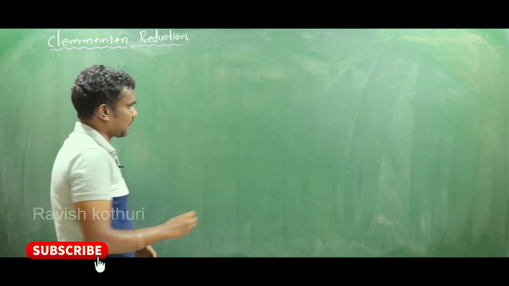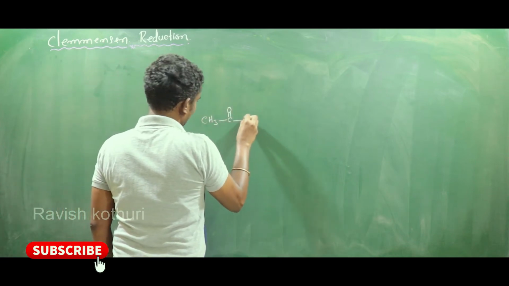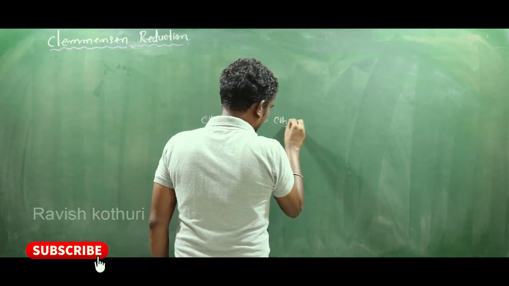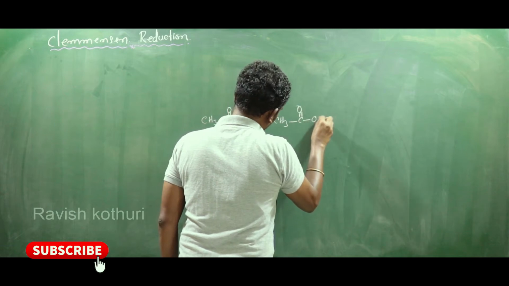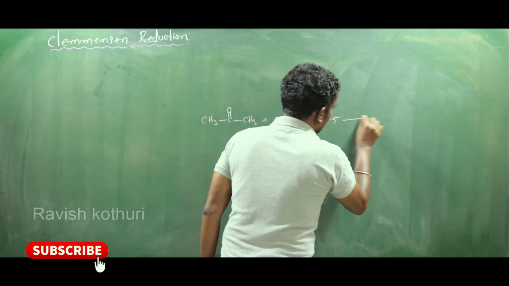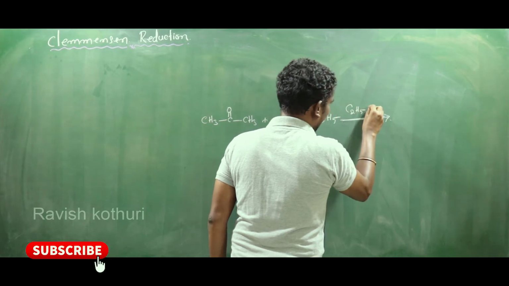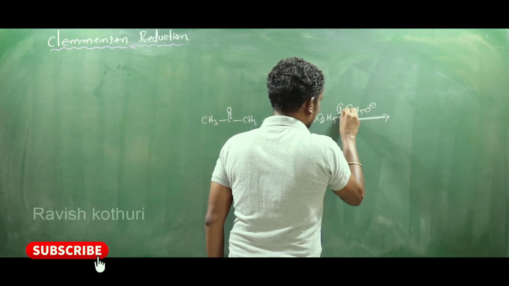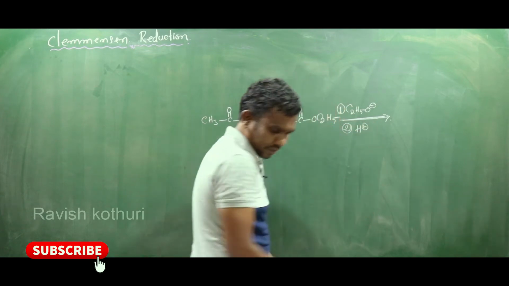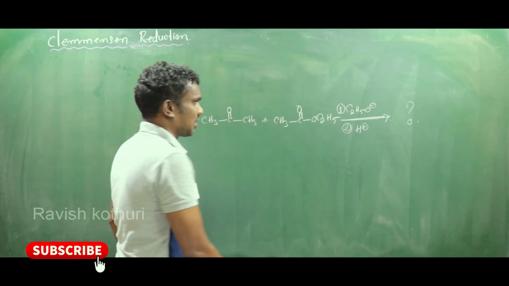So be focused, right? See, CH3, C double bond, CH3, and an ester, C double bond O, C2H5. So in the presence of a base, that is C2H5O minus, this is first, right? In acidic medium. So what is the product? Observe carefully here.